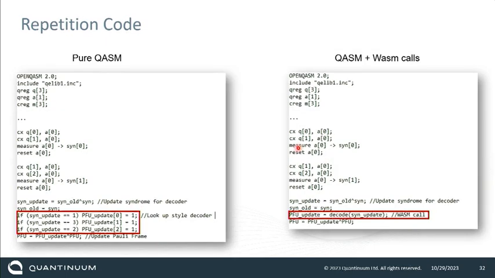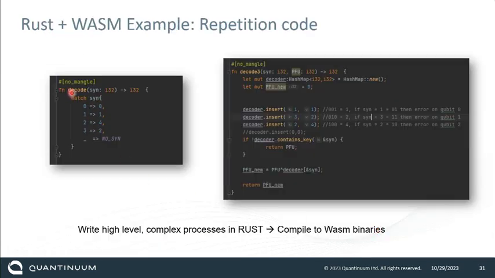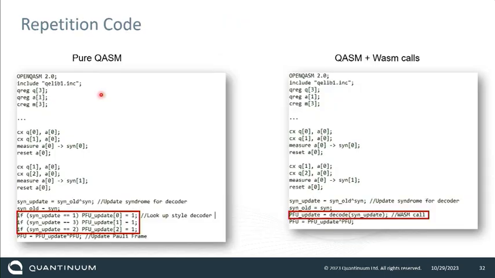Here's what the stitching of the WASM and the QASM looks like. Over here, I have a pure QASM implementation. So this is, again, the repetition code where I'm measuring some syndromes. And then I just have a simple 3-line if statement lookup table. But over here, same code, but I've replaced these 3 lines by that WASM call that says decode. And just to go back, this function is named decode. My WASM call in here is named decode.